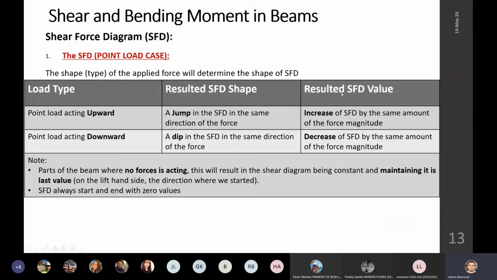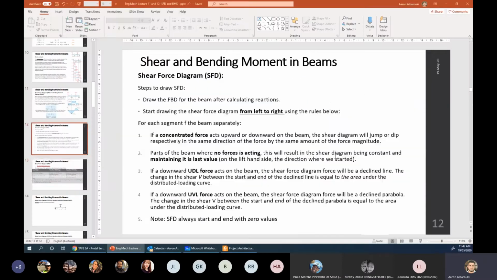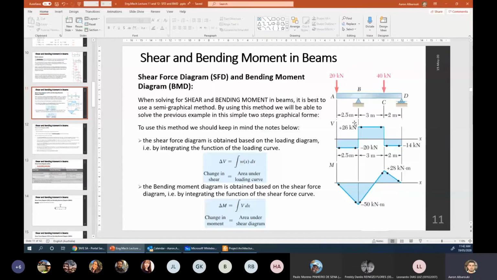To do that, we establish a few rules. If you remember, if we have a point load applied on the beam, the first thing we need to start thinking about is the shear force diagram, how to draw the shear force diagram. The shear force diagram we are able to obtain from the free body diagram. The minute we can draw the free body diagram, using this method, we can obtain the shear force diagram. And after we do that, we can start drawing the bending moment diagram, using the same exact rules.